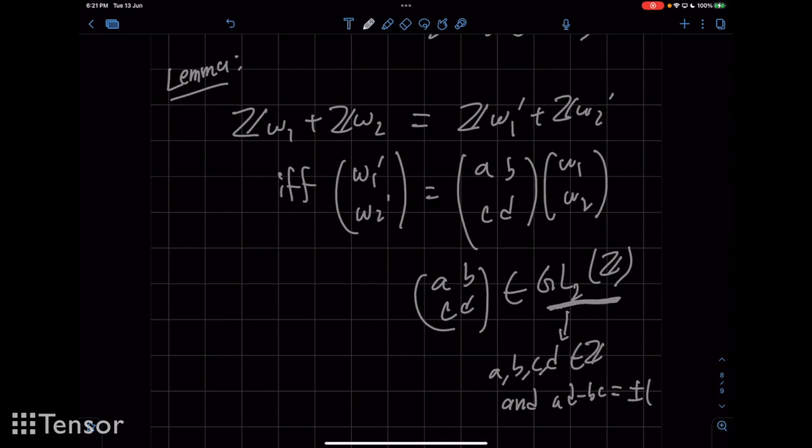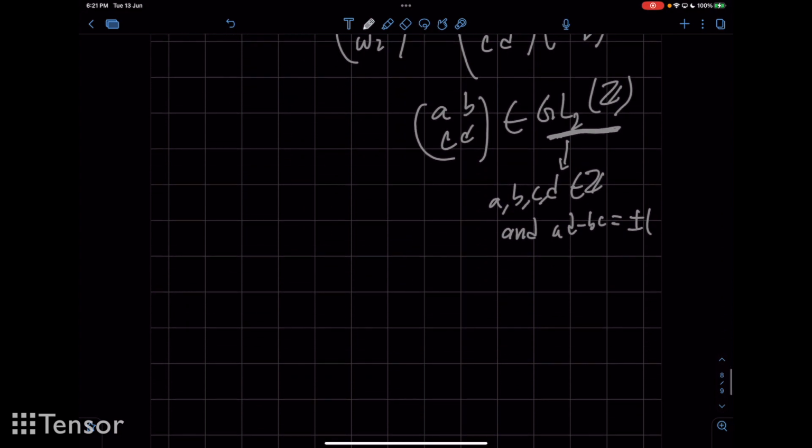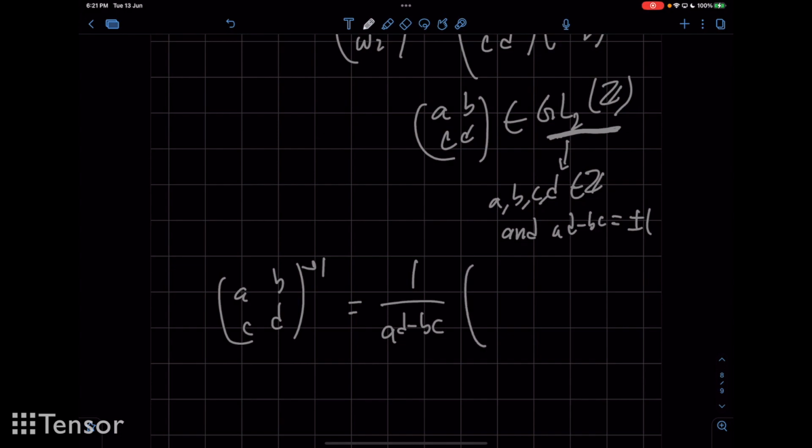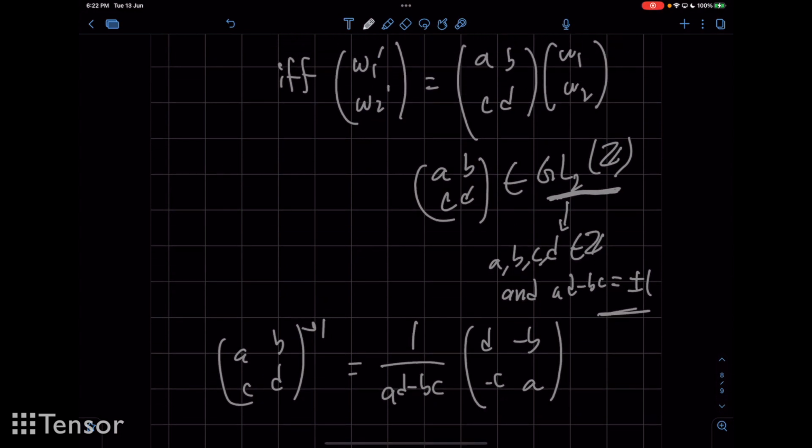So if the determinant is not ±1, let's say it is some other integer, then what is the inverse of this matrix A, B, C, D? The inverse of A, B, C, D is equal to 1 over AD minus BC times the matrix D, minus B, minus C, A. If AD minus BC is not ±1, then the entries of this matrix are not integers. So that is why we need this condition.